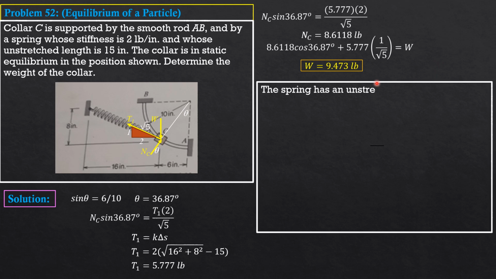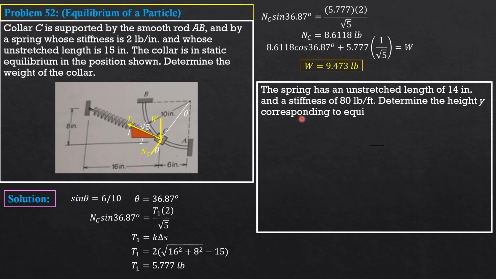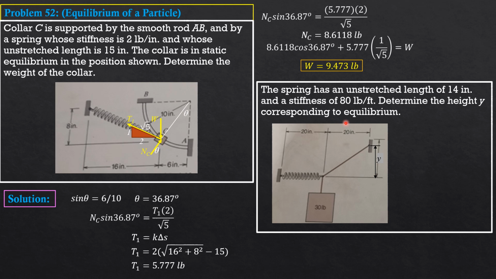Then for your part: the spring has an unstretched length of 14 inches and a stiffness of 80 pounds per foot. Determine the height y corresponding to equilibrium. So here is the y, not there, but it's here. And the spring and the attached weight of 30 pounds. So show that y is equal to 15 inches. So that's it for this lecture, these sample video problems.